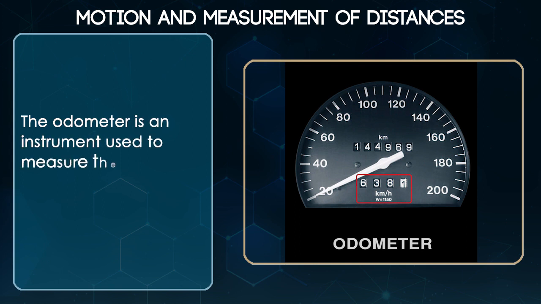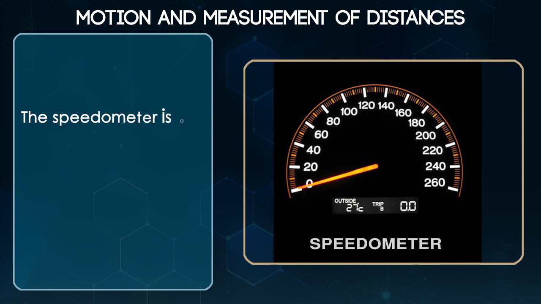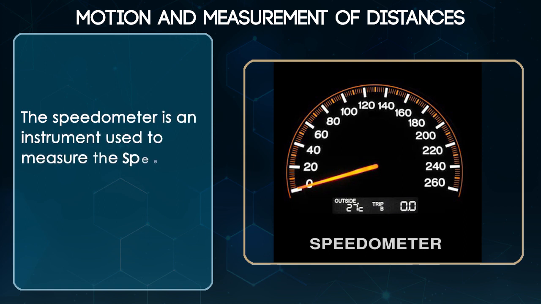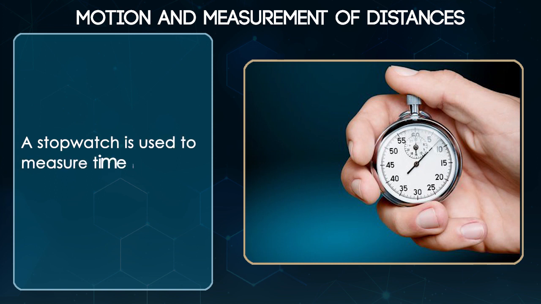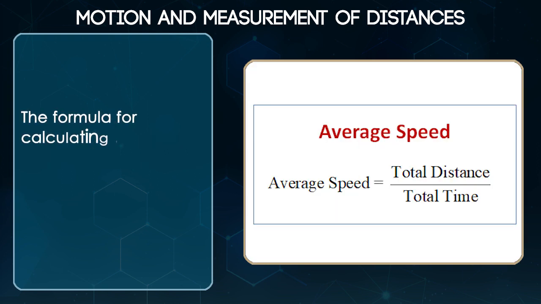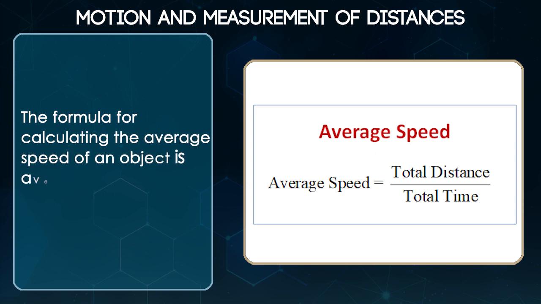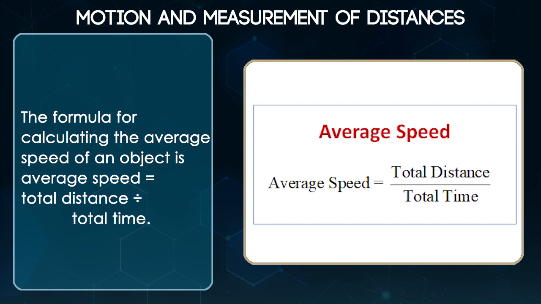The odometer is an instrument used to measure the distance travelled by a vehicle. The speedometer is an instrument used to measure the speed of a vehicle. The stopwatch is used to measure time intervals. The formula for calculating the average speed of an object is average speed is equal to total distance divided by total time.